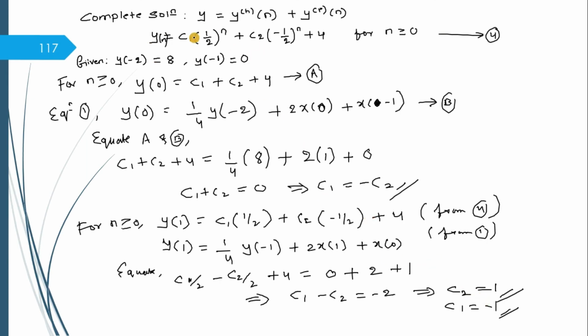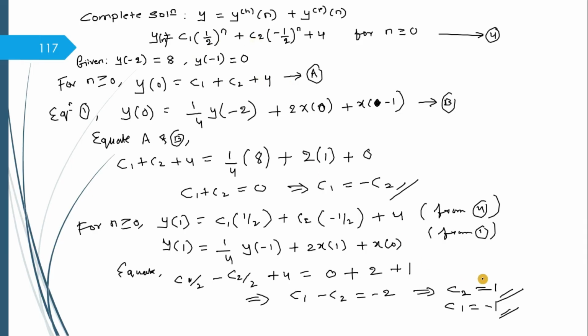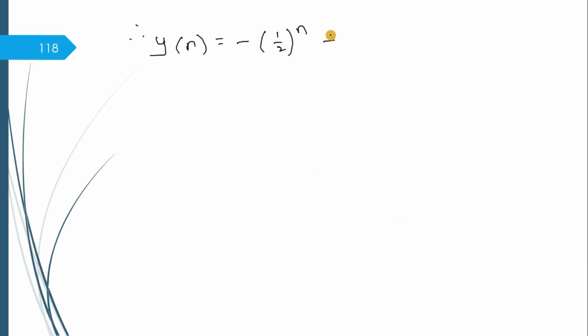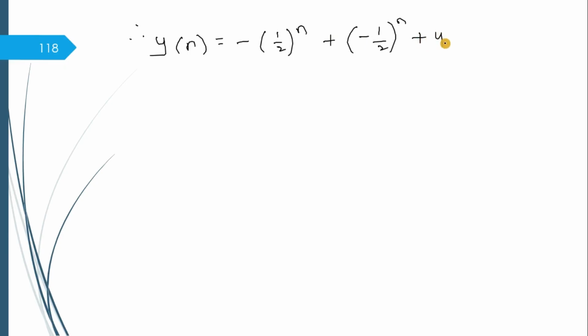Okay. So therefore, the final complete solution is y of n is equal to C1, which is minus 1, so minus 1 by 2 raised to n. Okay. Next C2 is 1, so plus minus 1 by 2 raised to n, because C2 is plus but inside it is minus 1, plus 4. You need to make sure that u of n is taken care of. So this completes your fourth problem, and take this one as assignment.